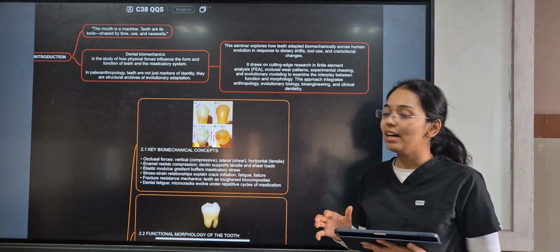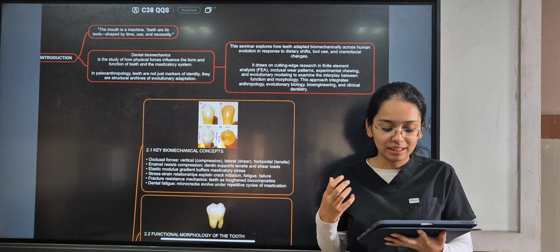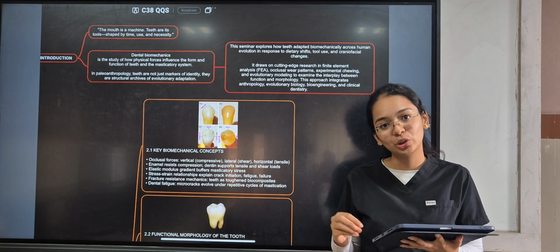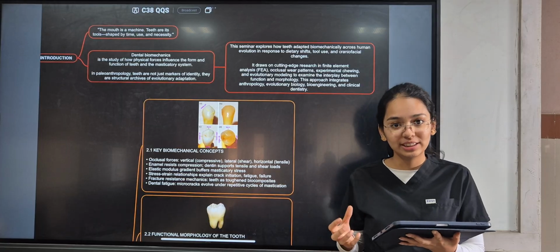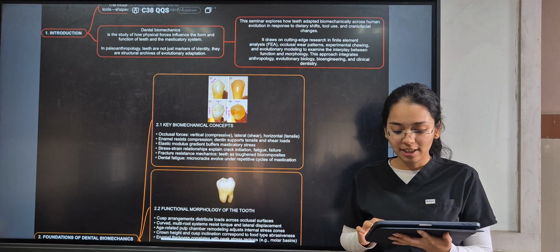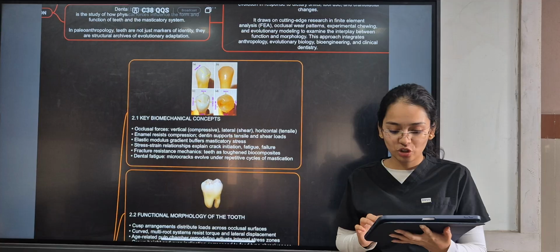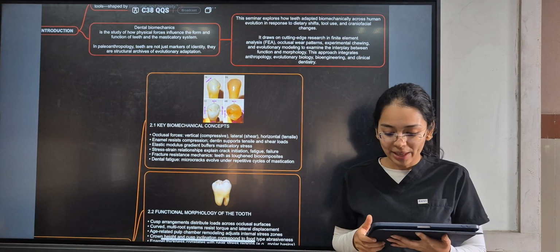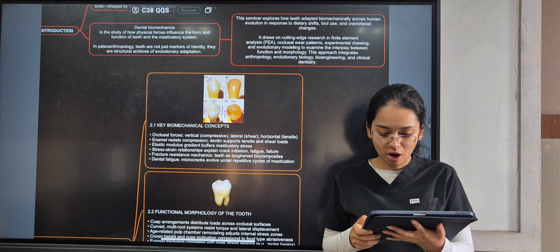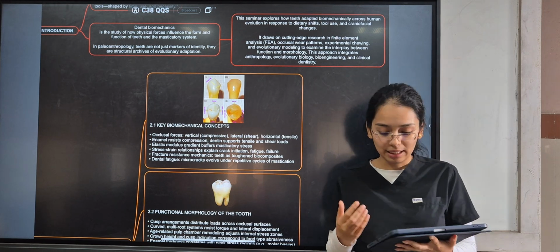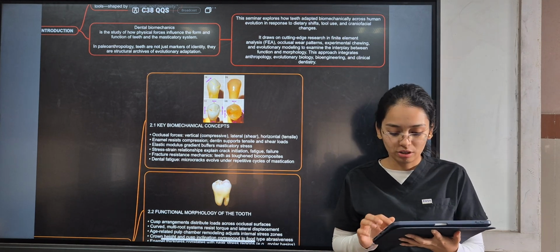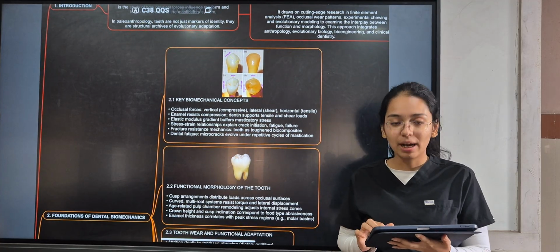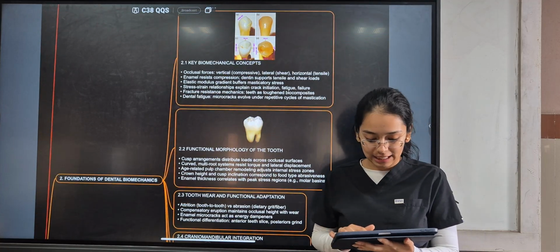This seminar will explore how teeth adapted biomechanically across evolution in response to dietary shifts, tool usage and craniofacial changes. It draws on cutting-edge research in finite element analysis, occlusal wear patterns, experimental chewing and evolutionary modeling to examine the interplay between function and morphology. This approach will integrate anthropology, evolutionary biology, biomechanics and clinical dentistry.